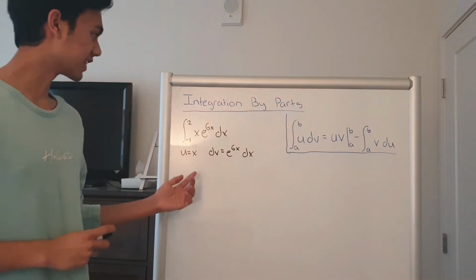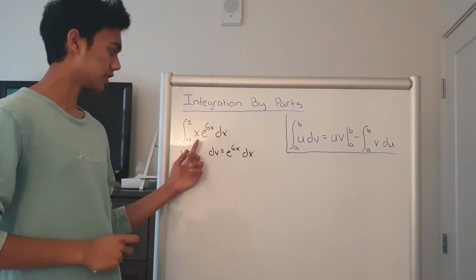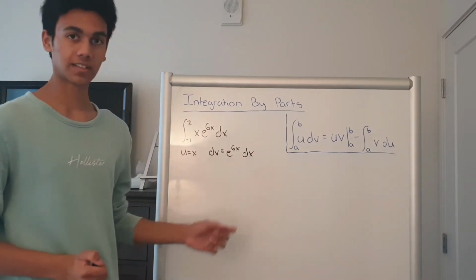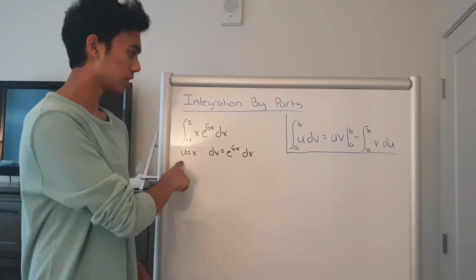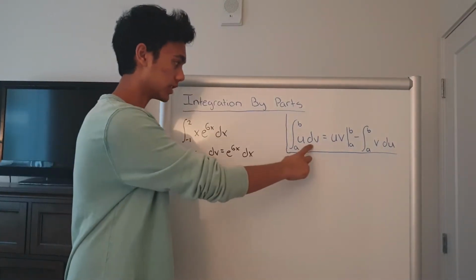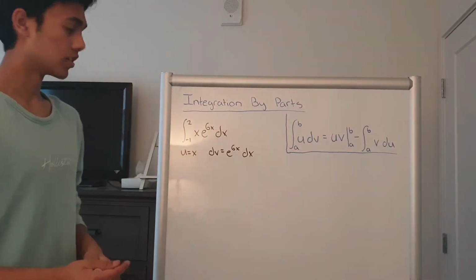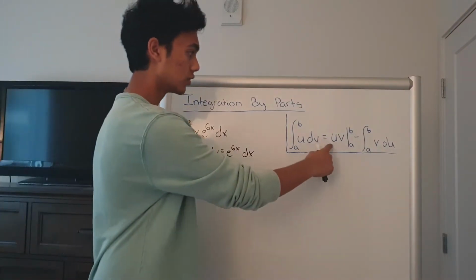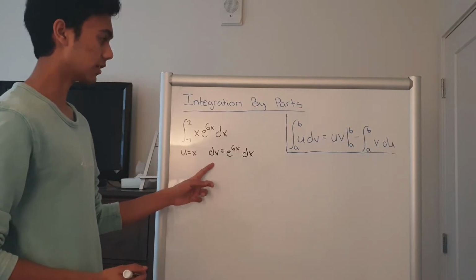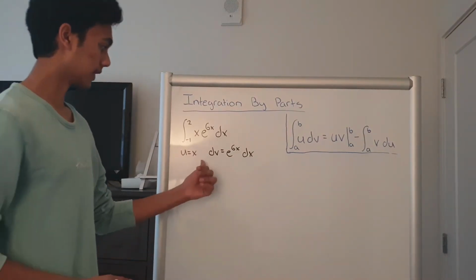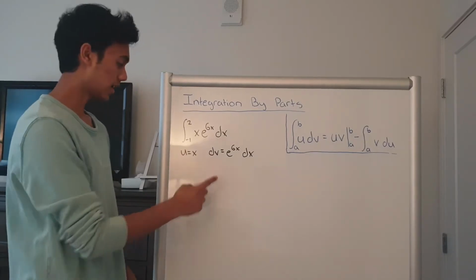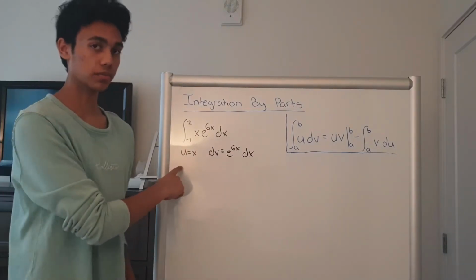Alright, so as you can see here, we've split this into two separate parts, x and e to the 6x dx. We set this one equal to u, which is right here, and we set this one equal to dv. Now in the final equation, we're going to need u, v, and du. And right now we only have u and dv. So we're going to have to find v from dv, and we're going to have to find du from u.